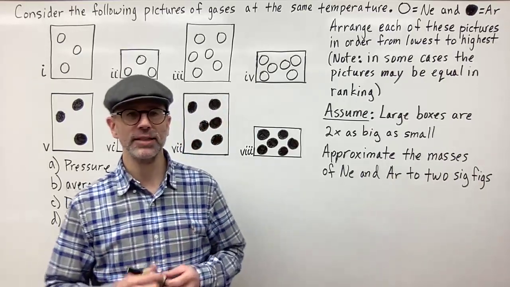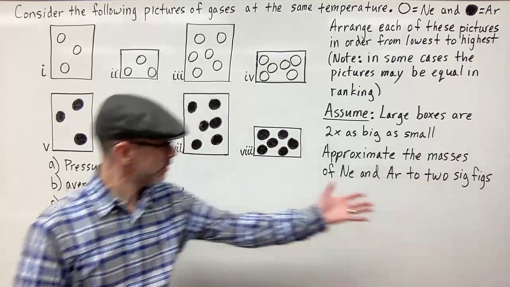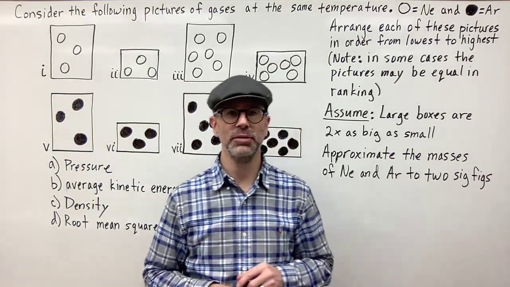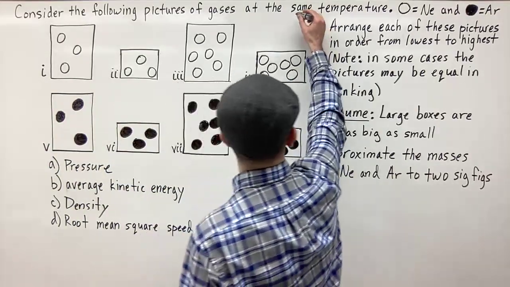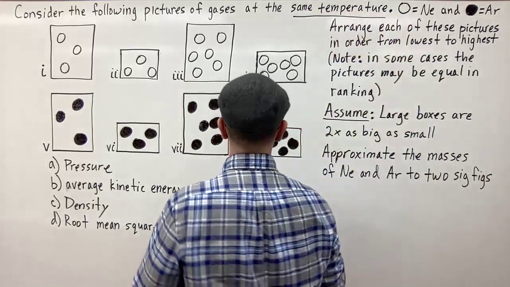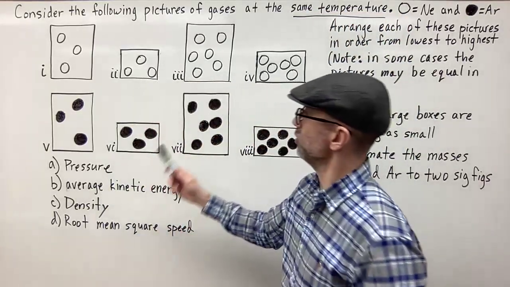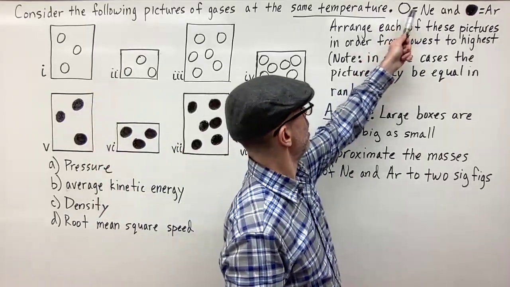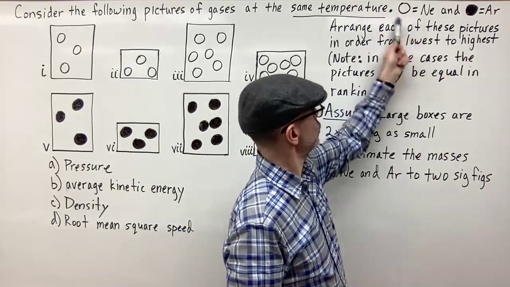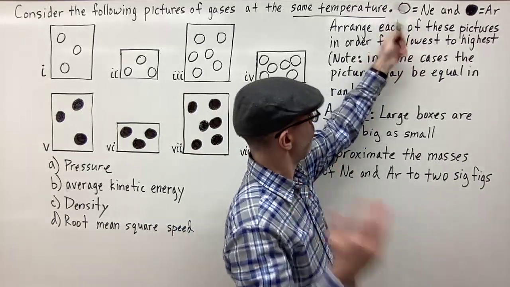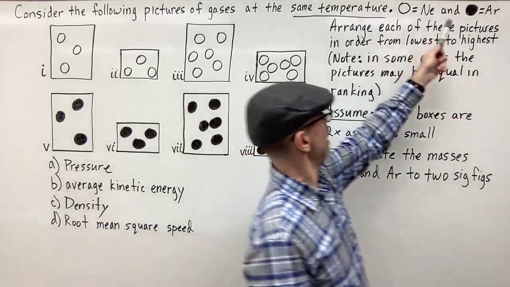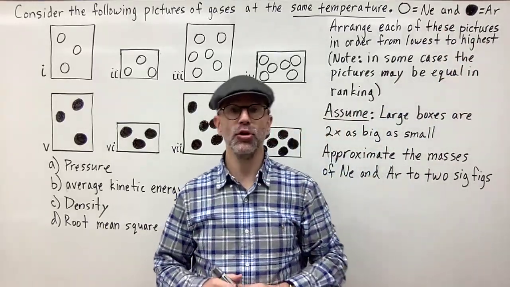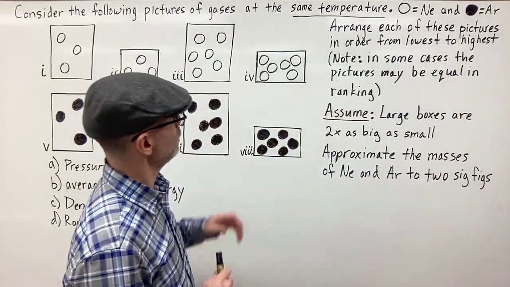So in this problem we're asked to consider the following pictures of gases right here. So we've got these pictures of gases and they're all at the same temperature. That's going to be very important. So same temperature. And you can see that in the different boxes, we have different kinds of particles. And we're told that the white circle or the white dot or ball here is the neon. And the black dot here is argon. And so that's going to be important too. In just a moment, I'll explain.